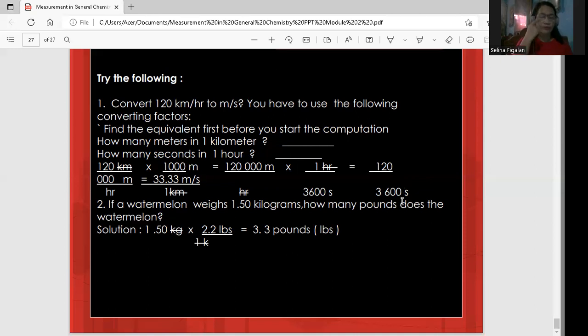Okay? The purpose is to remove the km and the hours. Since the km is removed, what remains is meters, and since the hour is removed, what remains is seconds. We will not go further, because it gets too complicated in terms of problem solving and too far from your course. So that is the end of your module 2. Please wait for your log sheet.